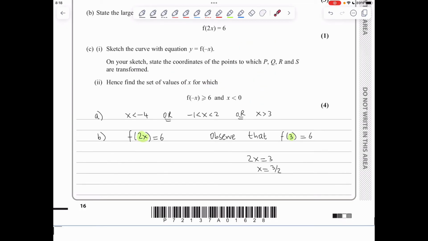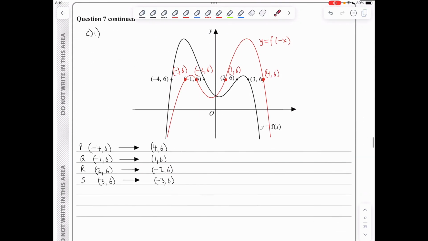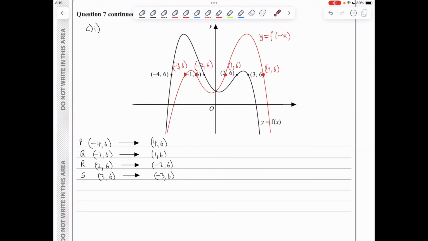In part II, it says, hence find the set of values of x for which f of minus x is greater than or equal to 6, and also that x is less than 0. So if I go to my graph here, I could draw the line y equals 6. We want f of negative x to be greater than or equal to 6, so we want to be above this horizontal line, and we also need to be in the negative x's. So the only part that's above 6 and in the negative x is the part there.